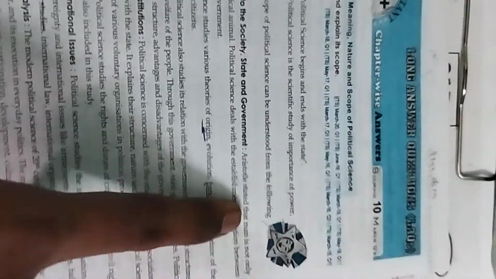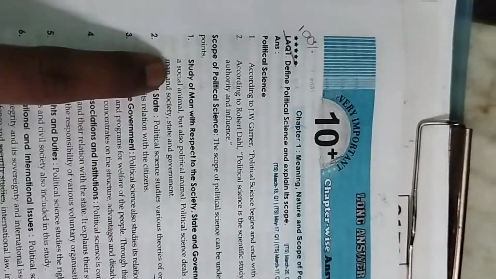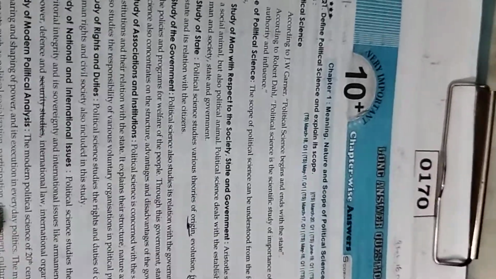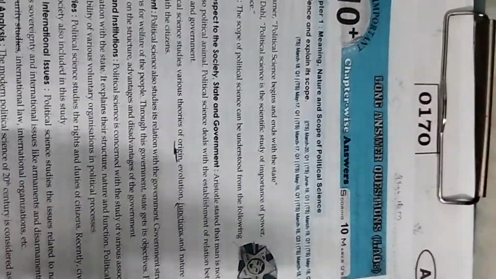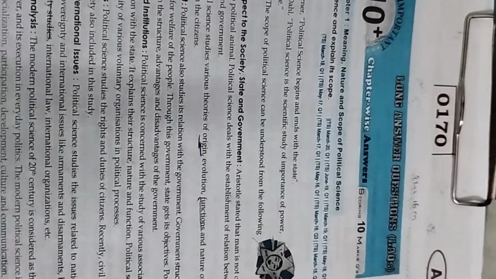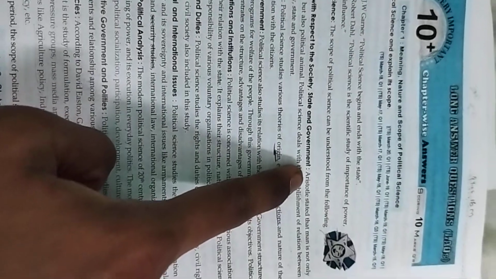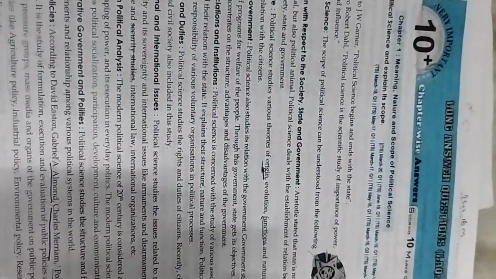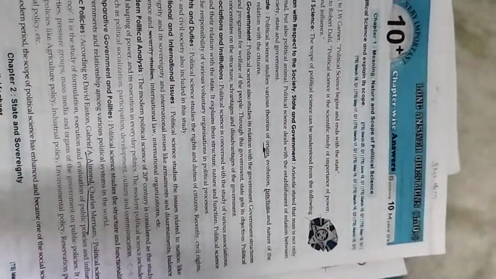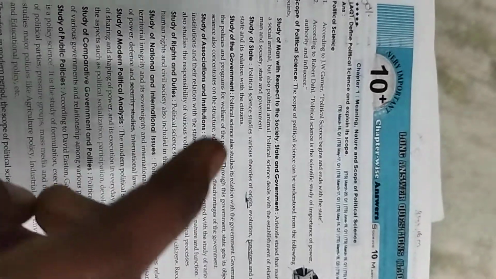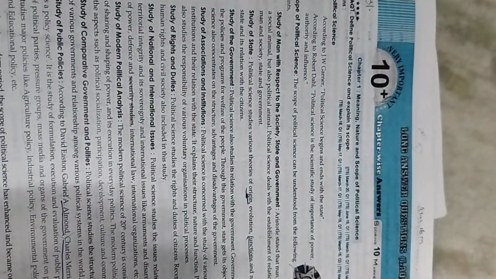Study of man with respect to society, state and government. Aristotle states that man is not only a social man but also a political man. In this line, he told that Aristotle is the first father of political science. He defined political science. Explained in easy language, a common man is not only a social man but also a political man.